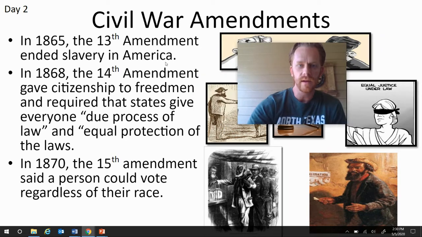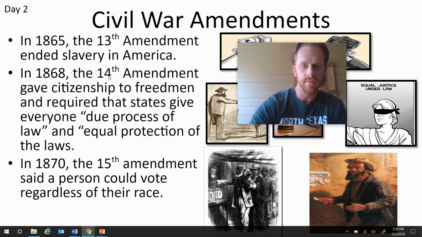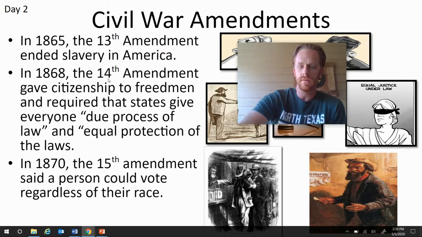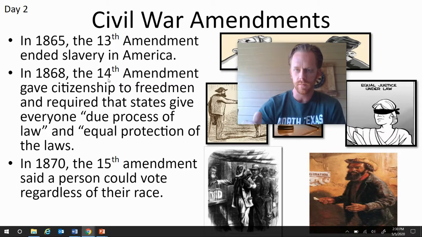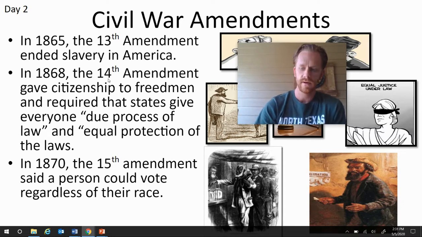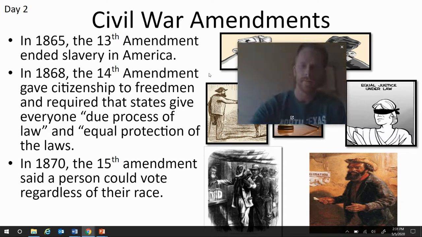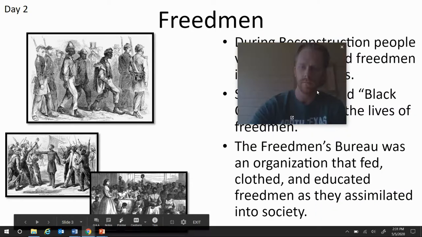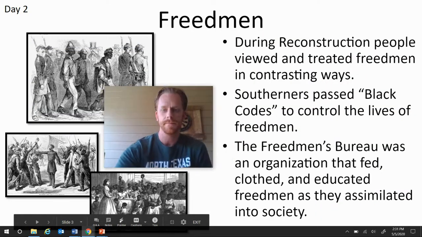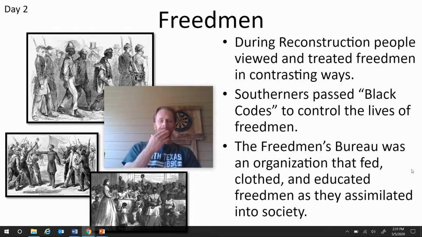The 13th Amendment freed the slaves. The 14th Amendment made them citizens. And then the 15th Amendment gave them the right to vote. Free, citizens, vote. 13, 14, 15. Okay? Please write that down. You need to know that. All right. Moving back. Sorry about that. Little distraction. I forgot about that. Okay.